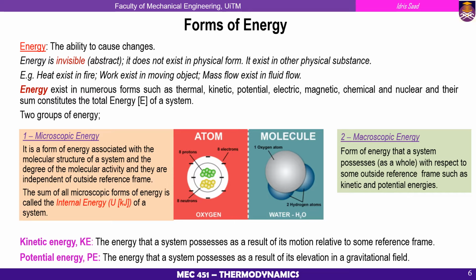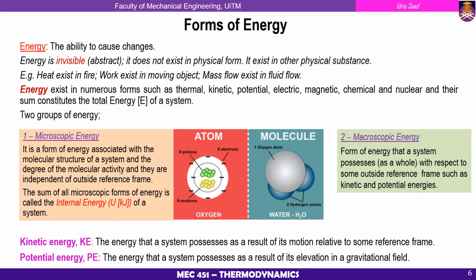Imagine that in one bottle of water, there are millions of molecules. Thus, each individual molecule in that water has this form of energy. Therefore, the sum of all microscopic energy is called the internal energy of a system, and it is denoted as capital U in the unit of kilojoule. That is the microscopic energy.